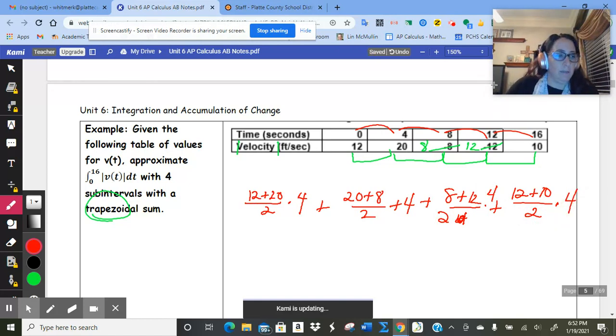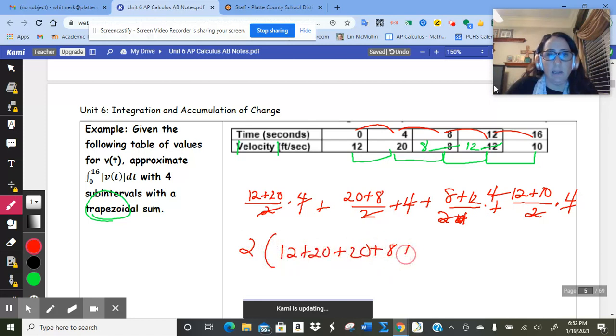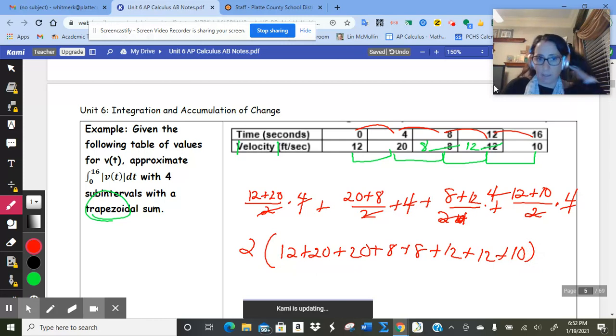And then what's nice on these is when you're doing it, all of these cancel to 2. So you could pull a 2 out and do 12 plus 20 plus 20 plus 8 plus 8 plus 12 plus 12 plus 10. So you can start to see patterns and number sense as you're doing these. And I got 204.